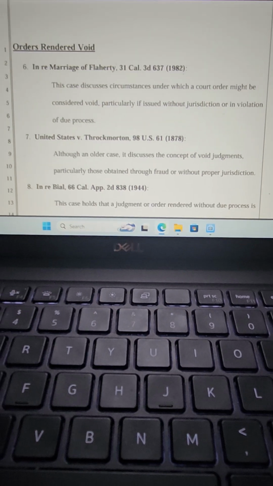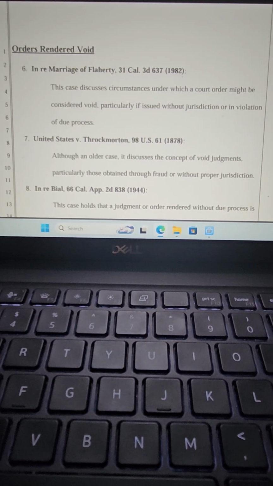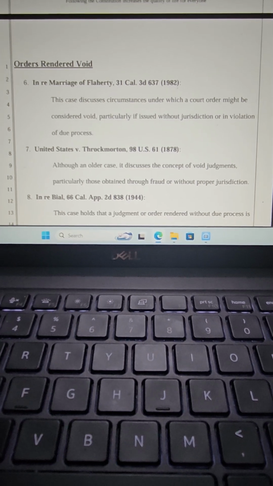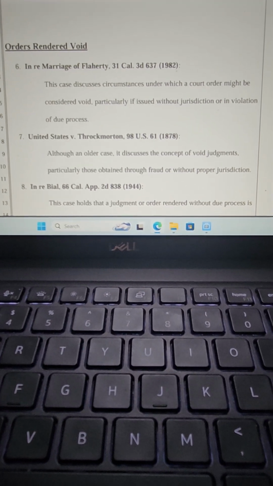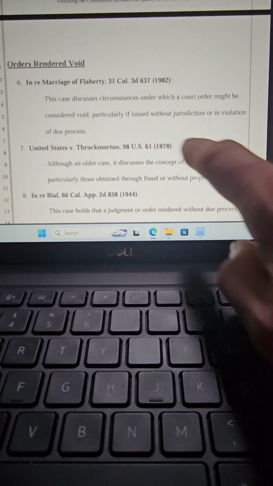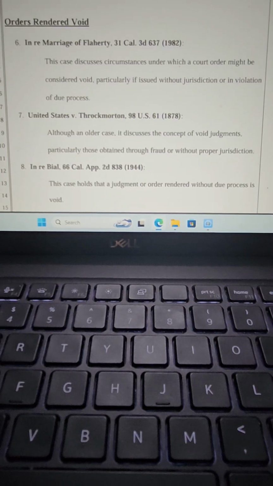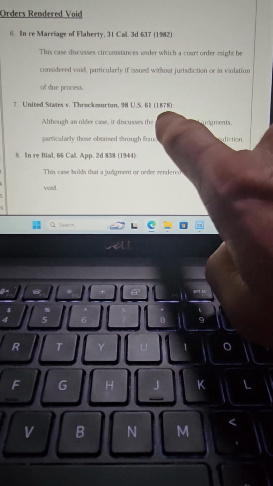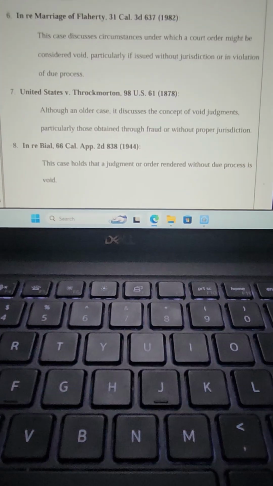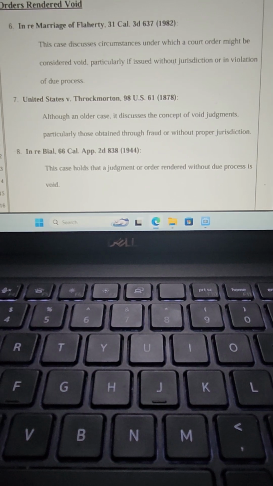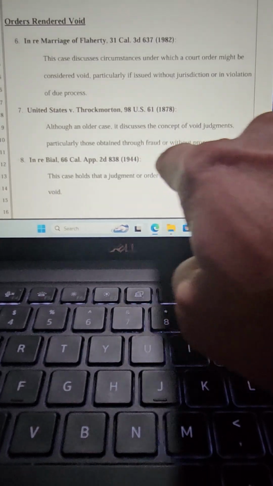Orders rendered void. In re Marriage of Flaherty, this case discusses circumstances under which a court order may be considered void, particularly if issued without jurisdiction or in violation of due process. Kind of like an 8-month TRO. United States v. Throckmorton. Check this out. This is from 1878, guys. Although an older case, it discusses the concept of void judgments, particularly those obtained through fraud or without proper jurisdiction.